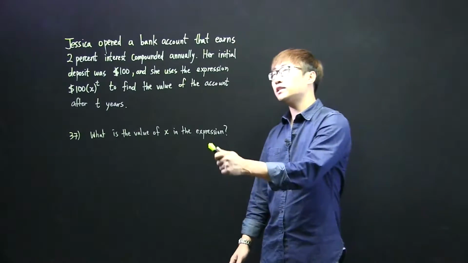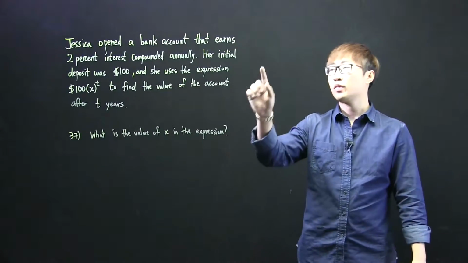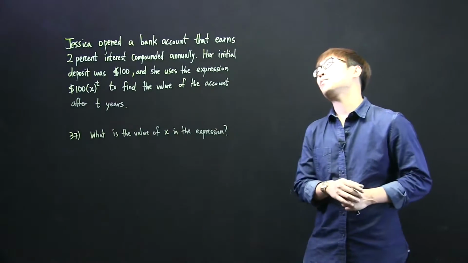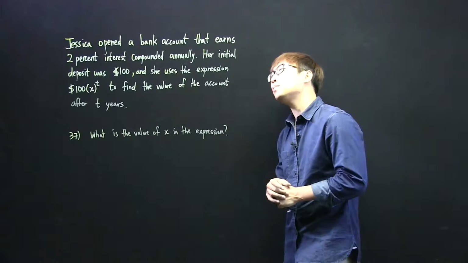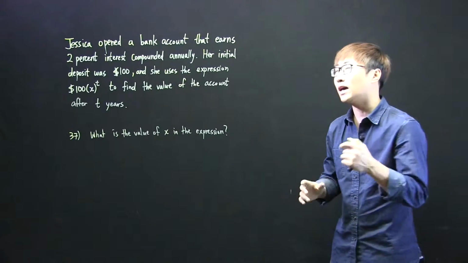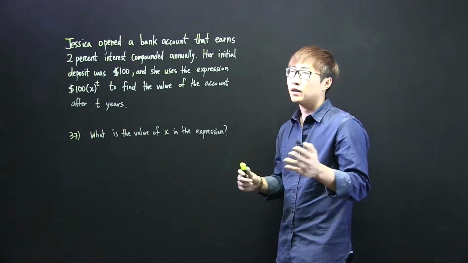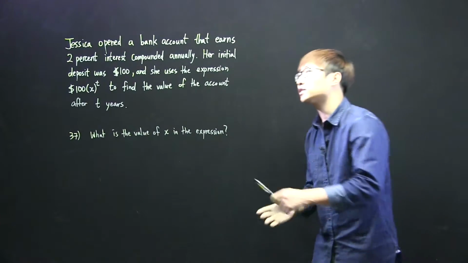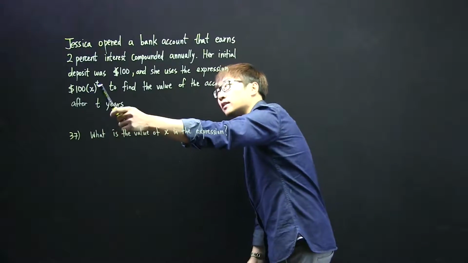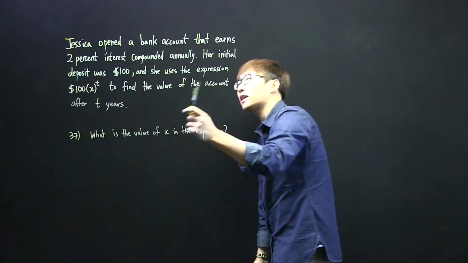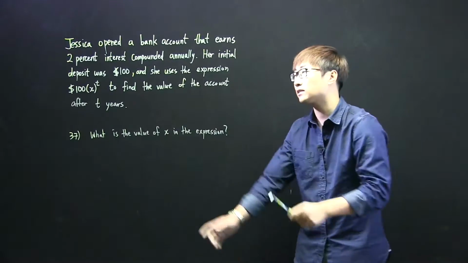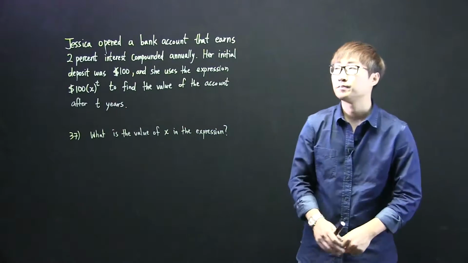All right, so 37 and 38 will be dealing with this same information here. So let's go ahead and read it. Jessica opened a bank account that earns 2% interest compounded annually, whatever that means. Her initial deposit was $100, and she uses the expression 100 times x to the t power to find the value of the account after t years. 37 says, what is the value of x in the expression?